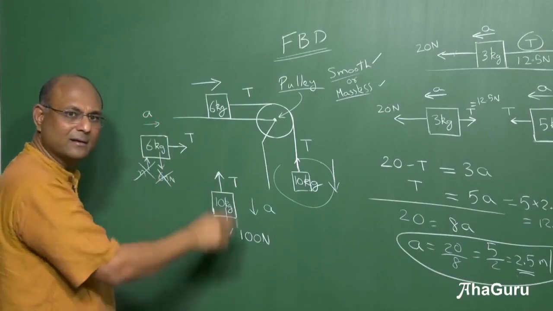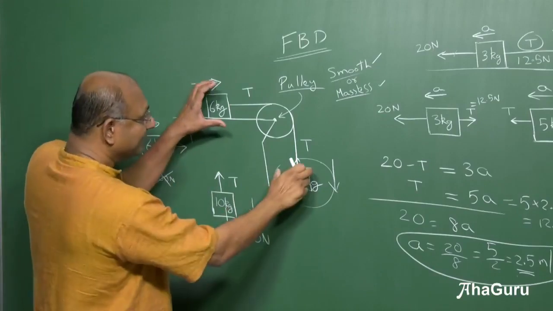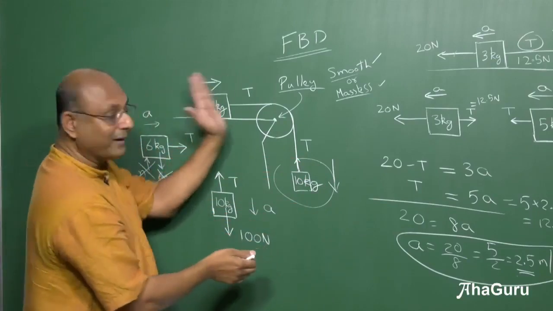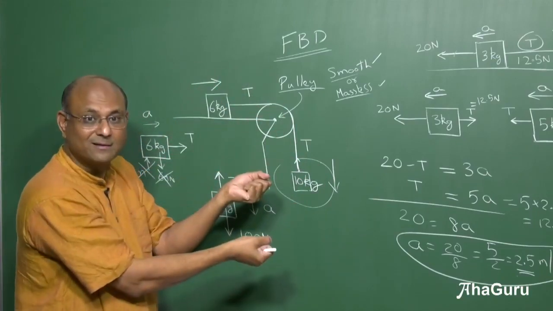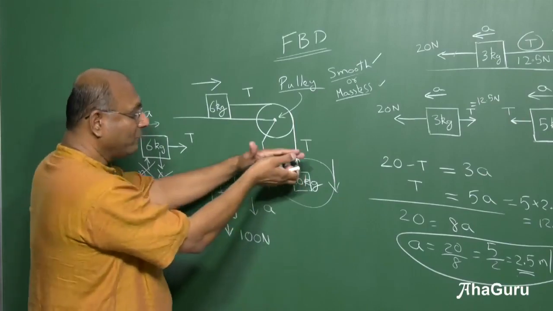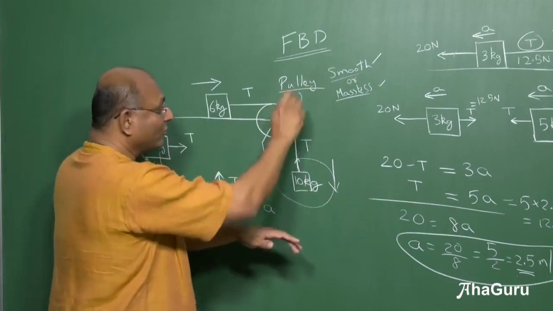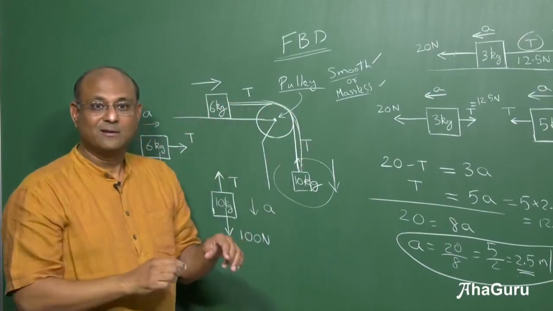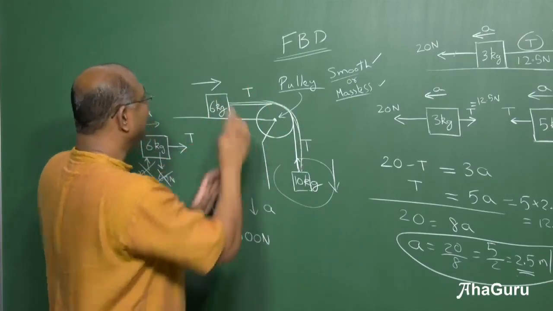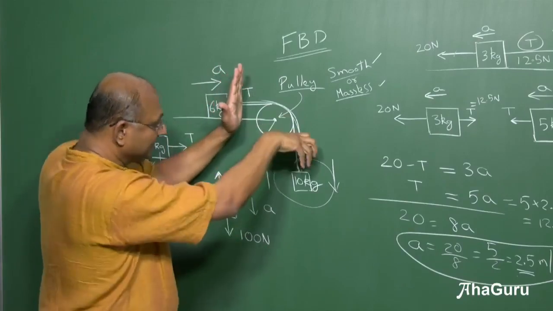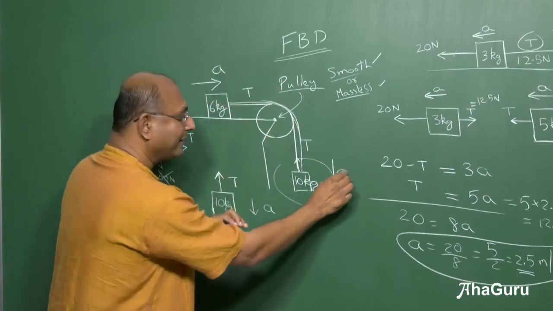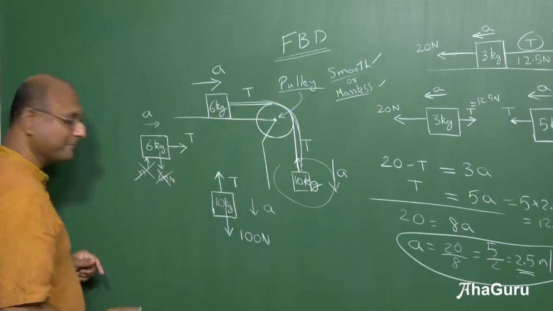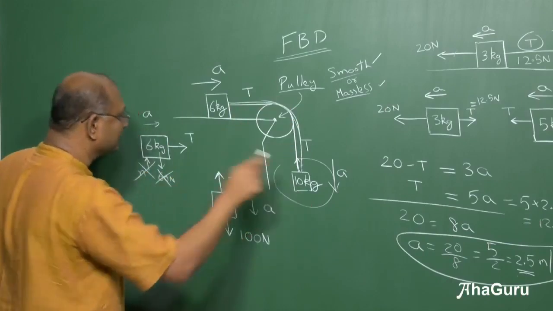Same A? Yes, because if this fellow goes down by 2 meters and that only goes by 1 meter, the rope will break. If this goes down by 1 meter and that comes like this, the rope will have a slack. The length of this rope is fixed, no? So that means if this guy moves by A, this must also move by A. Is that clear? Think about it, it's a very important point. Okay, so if this is A, that is also A.